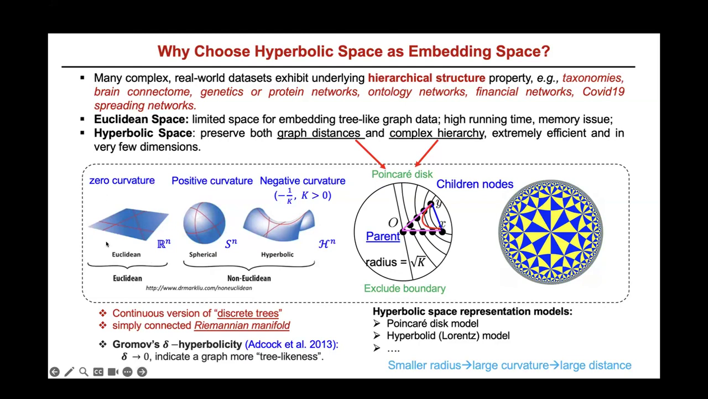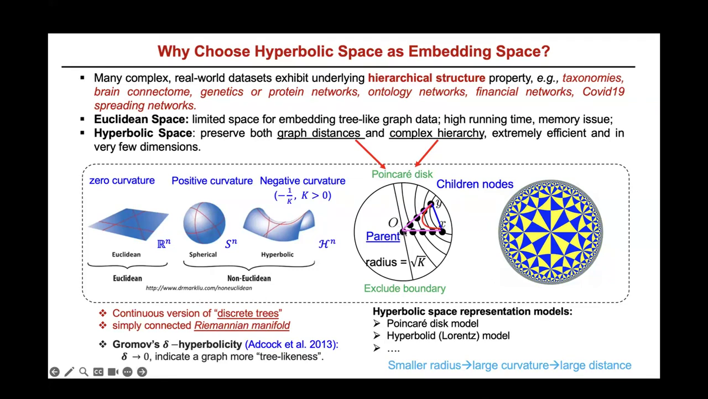Compared to Euclidean space with zero curvature, hyperbolic space can preserve both graph distances and complex hierarchy extremely efficiently in very few dimensions. On the right side, it shows the Poincare disk, which Ricky Chen already presented, and also the hyperbolic Riemannian manifold. They can effectively embed scale-free graphs, with exponential growth in space from the radius.